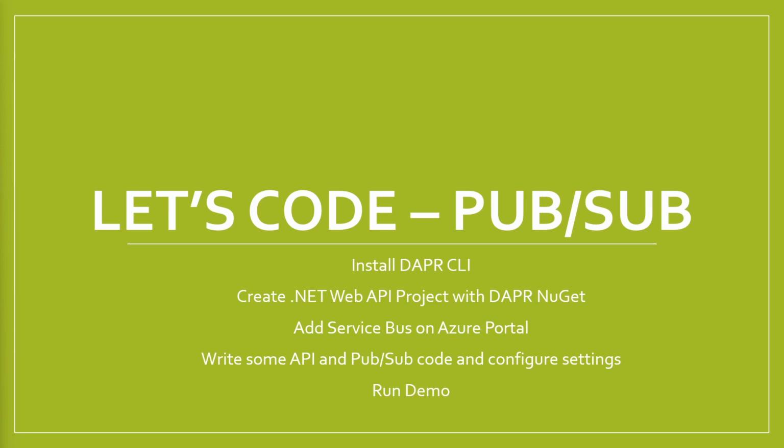Then we're going to go to the Azure portal to add Azure Service Bus. And then we're going to write some API and some PubSub code and configure the appropriate settings so that we can push messages to the Azure Service Bus. And then we're going to run a quick demo. So let's do that next.